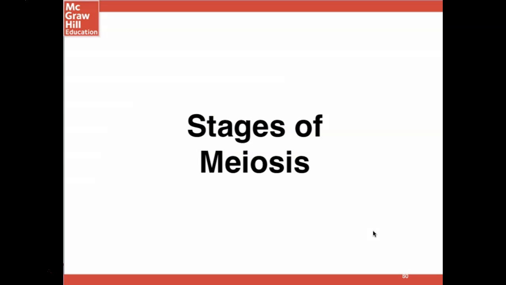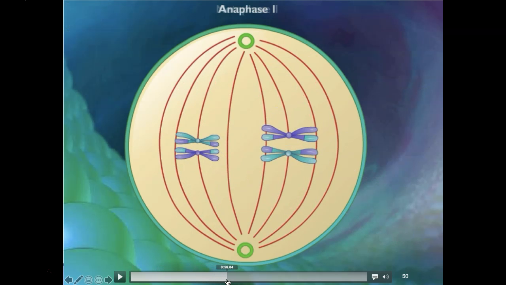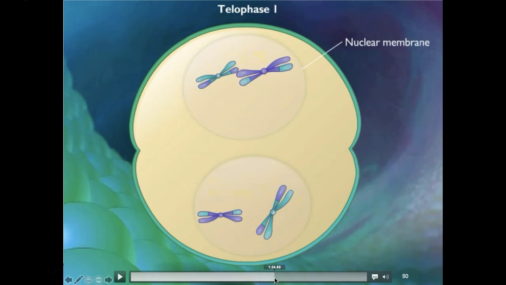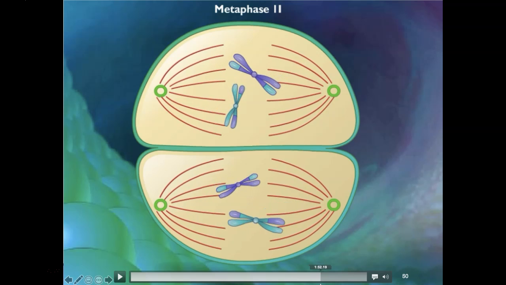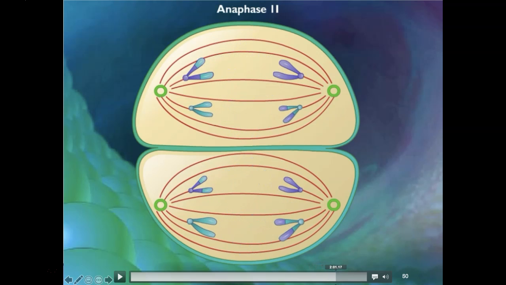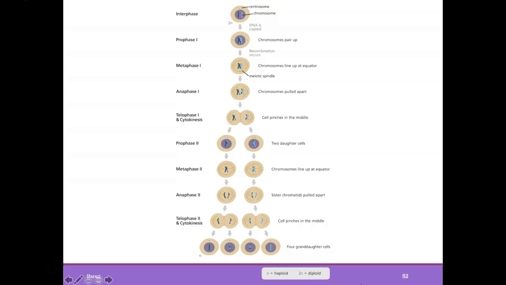So now's a good time to watch this video and the ebook that goes through each of the stages of meiosis. Meiosis I, and then meiosis II. And again, it's a very visual process, so it pays to watch this many, many times. All right, and here again is an overview.